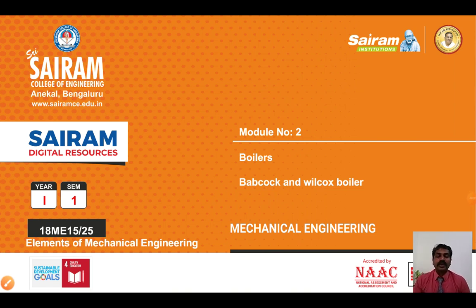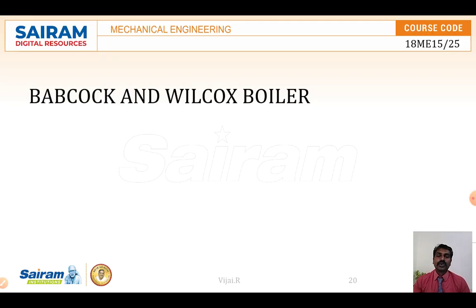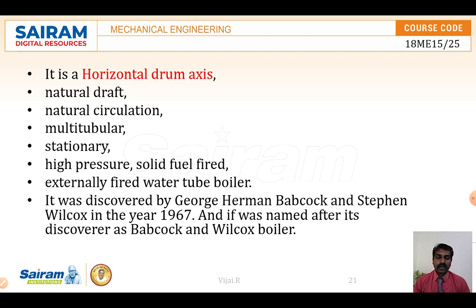Hi, in this video we are going to see about the fire tube boiler, water tube boiler, the Babcock and Wilcox boiler. So we are seeing about boilers in this module. Boilers produce steam by applying heat to water. Now, the Babcock and Wilcox boiler: it has a horizontal drum axis, natural draft, natural circulation, and is multi-tubular.